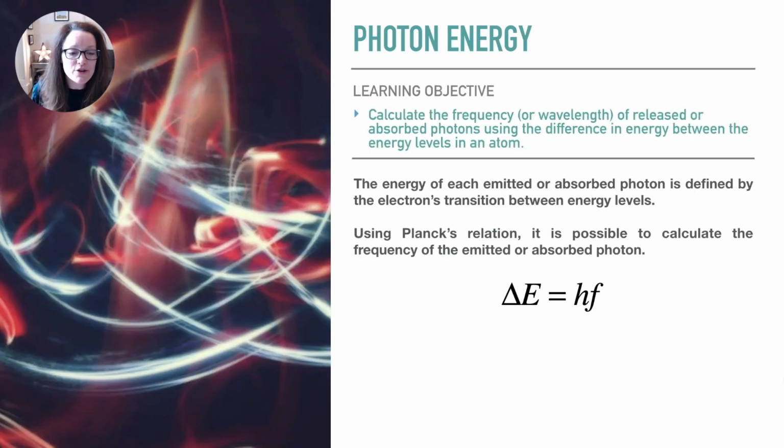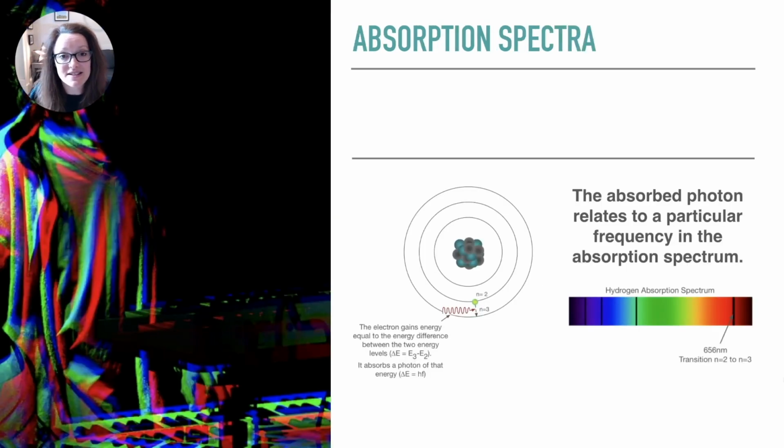So how do we then associate the difference in energy levels with the resulting frequency of light that is released? The energy of each emitted or absorbed photon is defined by the electron's transition between energy levels. Using Planck's relationship, it is possible to calculate the frequency of the emitted or absorbed photon. So can you see Planck's relationship down there? You've got energy, or the difference in energy, and that is the difference in energy between these states.